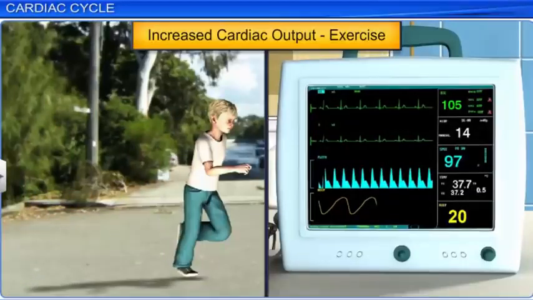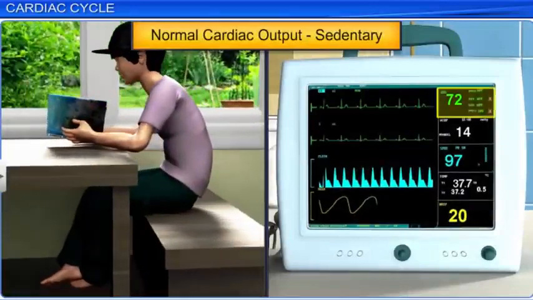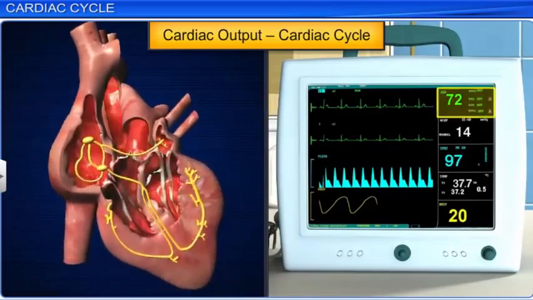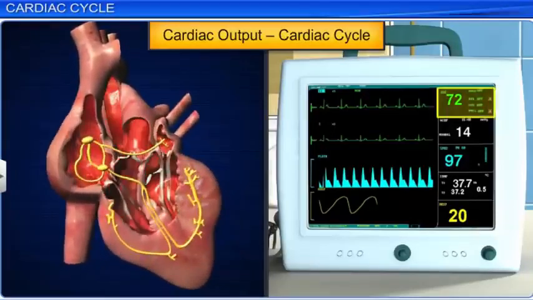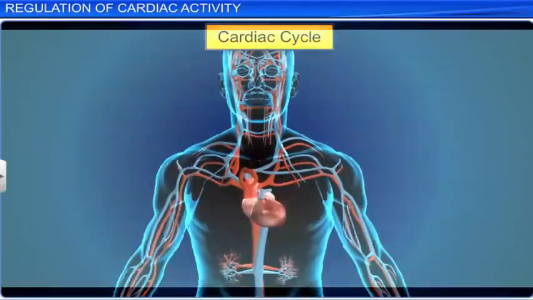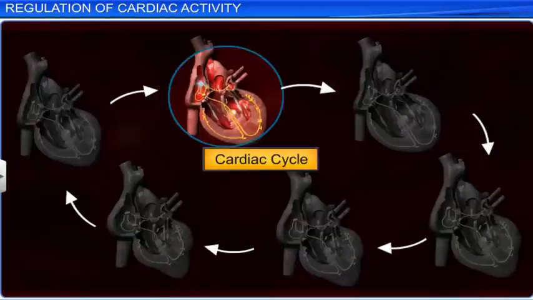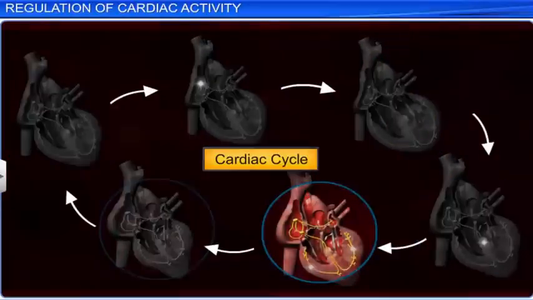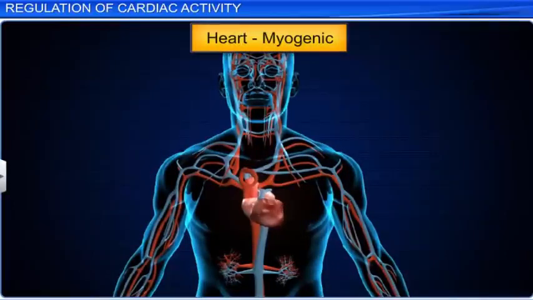In a healthy individual, the cardiac output is 5 liters per minute. But our body has the ability to increase cardiac output by 4 to 5 times during exercise and decrease it to return to normal at rest. Thus, the body can vary the cardiac output by controlling the cardiac cycle, which is driven by the transmission of action potentials. The cardiac cycle involves systole and diastole and is carried out automatically through nodal tissues of the heart. Hence, the heart is also termed myogenic, which means originating in the muscles.